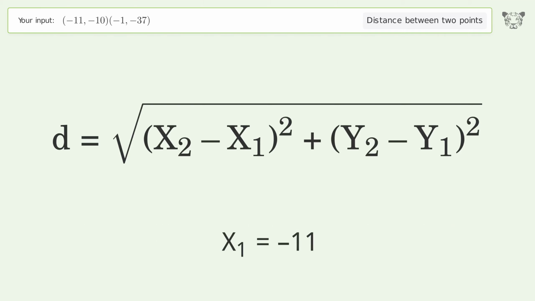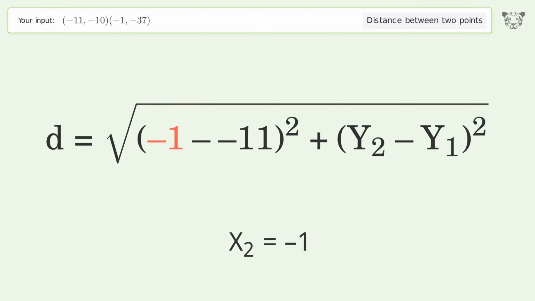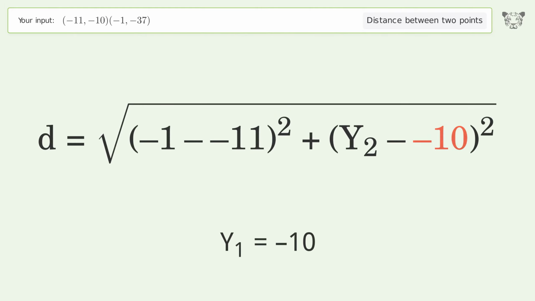x1 equals -11. x2 equals -1. y1 equals -10. y2 equals -37.